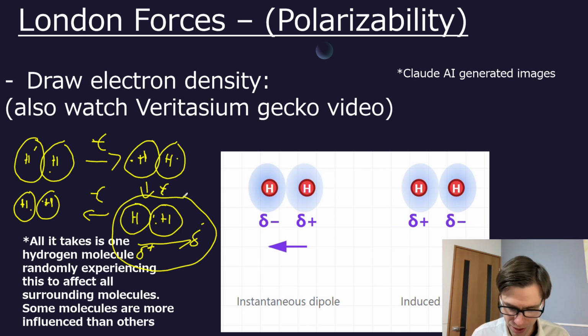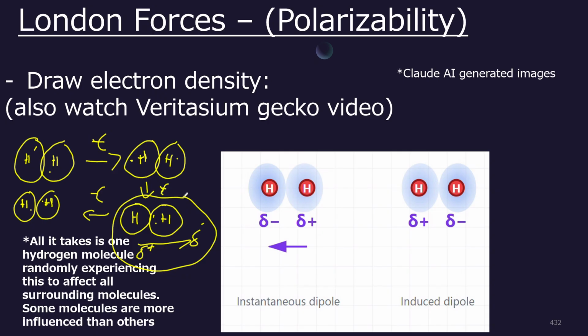So I have a little animation here. We've got what's called the instantaneous dipole. That's what I just showed in the circled diagram here. Randomly, electron density flows more into one region than the other. Unlikely and very short-lived, but it can create induced dipoles on hydrogen molecules around it. Let's see if we can see that.